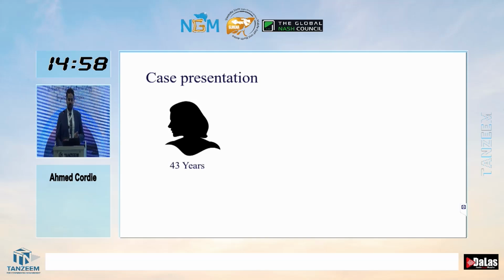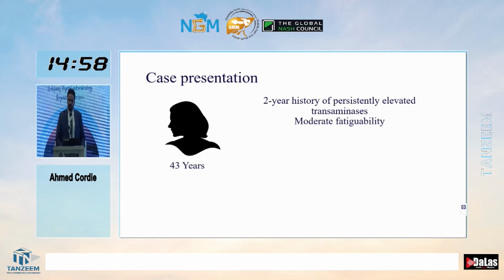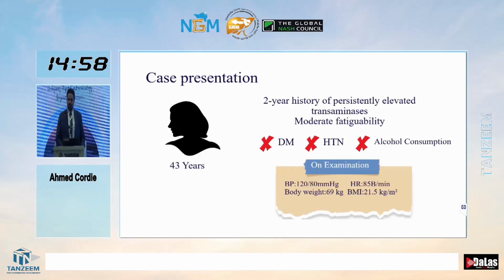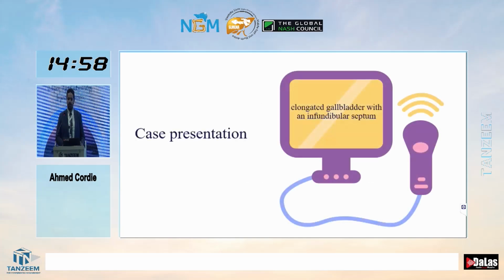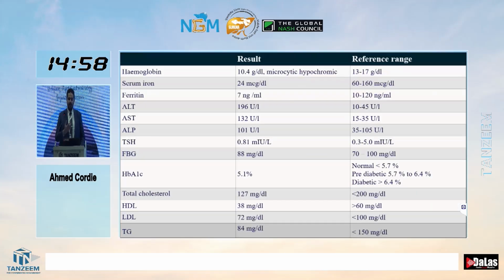She's a 43-year-old lady presenting with a 2-year history of persistently elevated transaminases. She had moderate fatigability, no diabetes, no hypertension, and denied alcohol consumption. On examination, she had a BMI of 22.5. All the specific causes for elevated transaminases have been excluded, including viral hepatitis, autoimmune hepatitis, primary biliary cholangitis, and Wilson disease, and abdominal ultrasound just showed an elongated gallbladder.